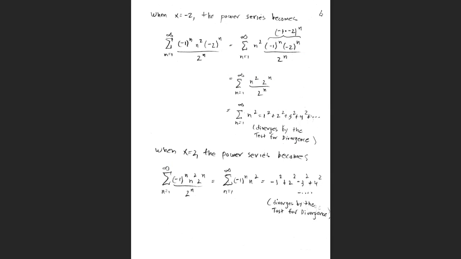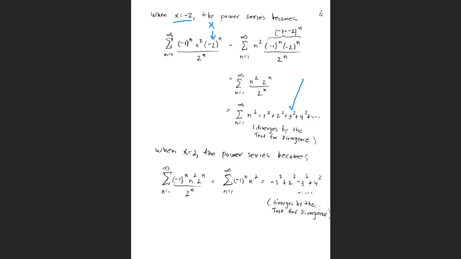So here is when x equals -2. We substitute -2 into the power series, and we do some simplifying, and we end up getting a series that diverges, no question about it. Let me give you a moment to copy down what you see there. I think the math is pretty straightforward.